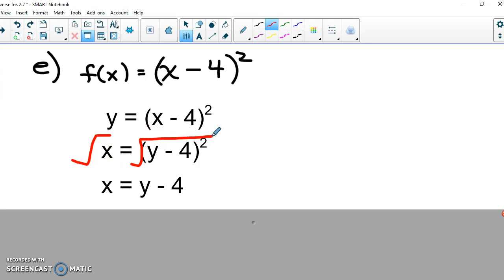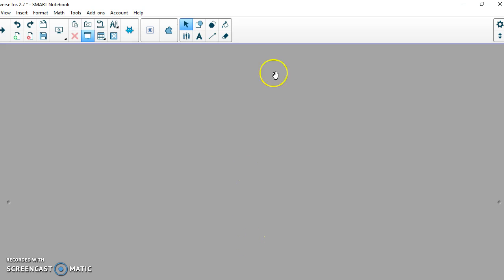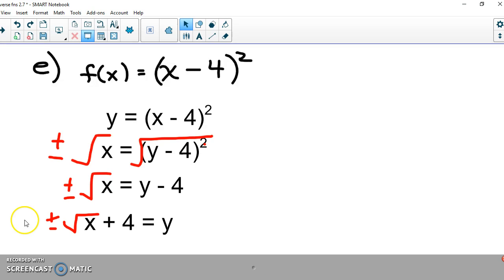But remember our rule, anytime you apply the square root, you need to think about the possibility of plus or minus. So what I'm left with here is plus or minus the square root of x equals, now the square root of the square is just itself, y minus 4. So then just one last step, I have y equals 4 plus or minus square root of x. Okay, so what I have here is y can either be 4 plus the positive square root of x, or it could be 4 minus the square root of x.